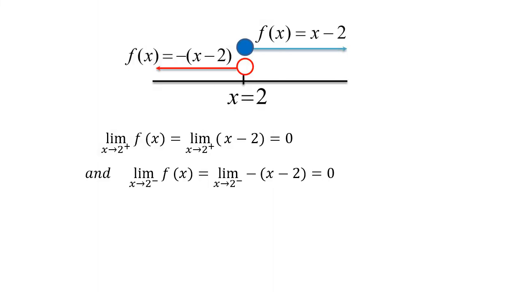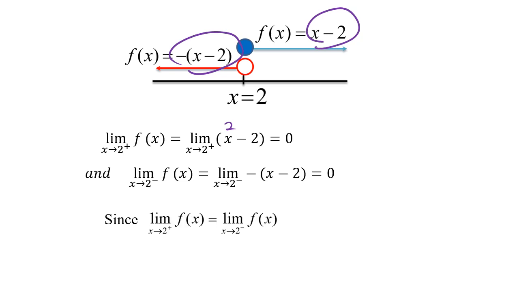To find the limits of the function, we can find the limit from the right side, which is equal to, we use the function x minus 2. And then from the left side, we use the function negative of x minus 2. If we substitute the value of 2 into the function, this is 2 minus 2, which is equal to 0. This one is also negative of 2 minus 2, which is equal to 0. So both are the same, equal to 0, which means that the limit exists and is equal to 0.